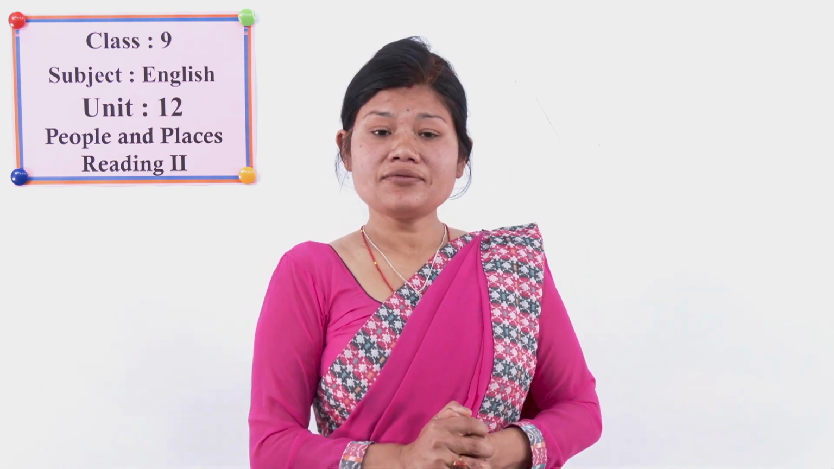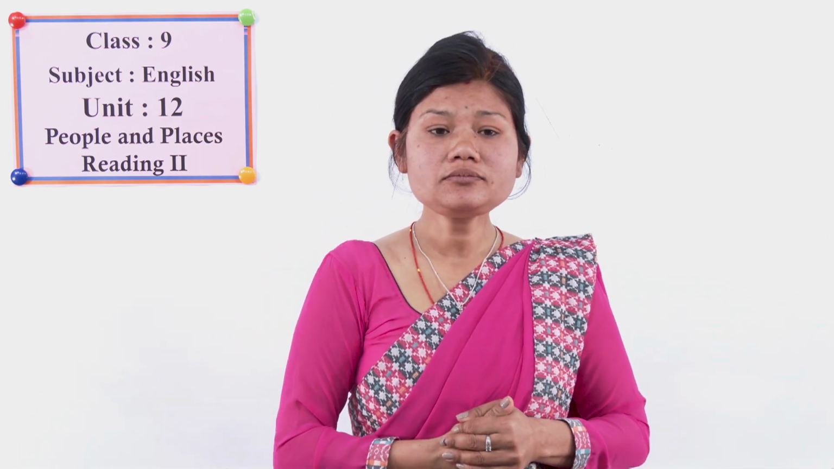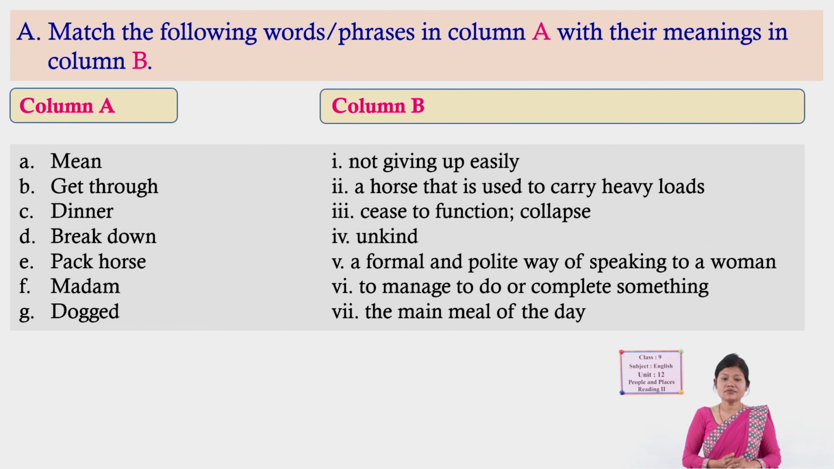Now, are you ready for the exercise, dear students? Let us start from exercise A. Match the following words or phrases in column A with their meanings in column B. In column A, you can see the list of words used in the poem in different stanzas, and column B contains the word meanings. These words I have already explained while explaining the theme of the poem stanza-wise. So, let us do it together. First of all, mean. The lady was not mean, the house owner was not mean, Alberta told like that.